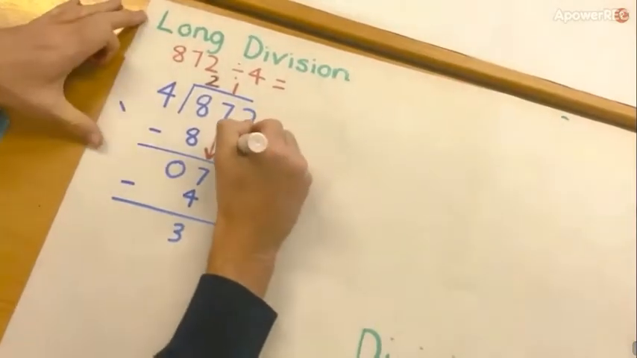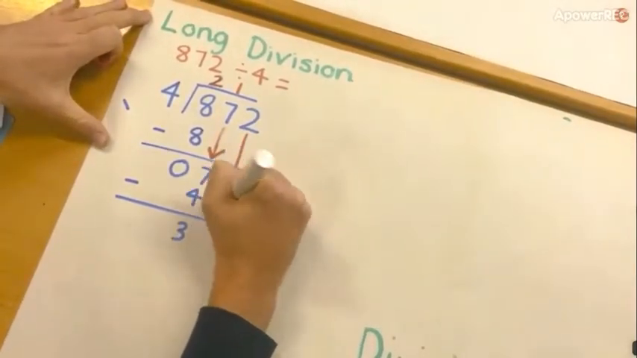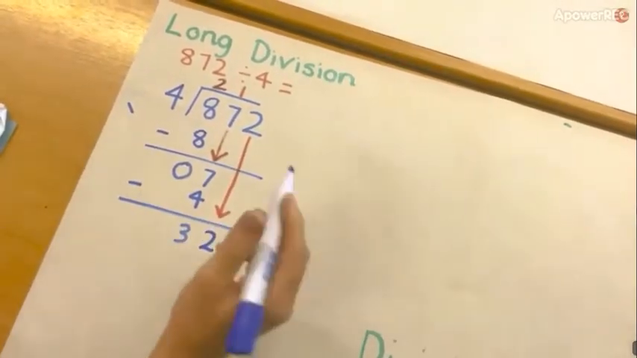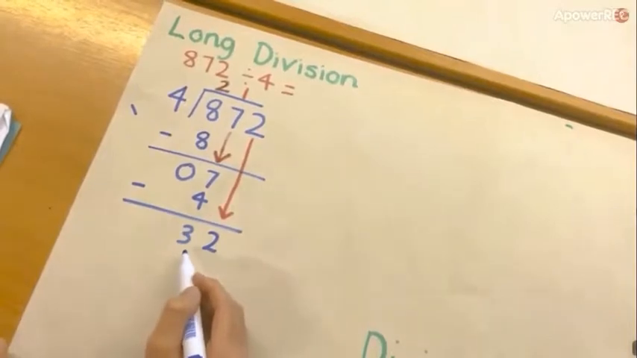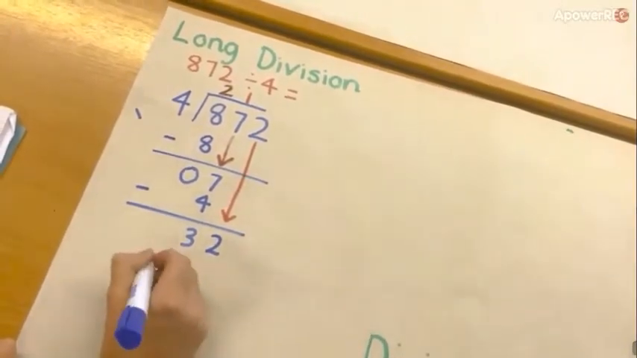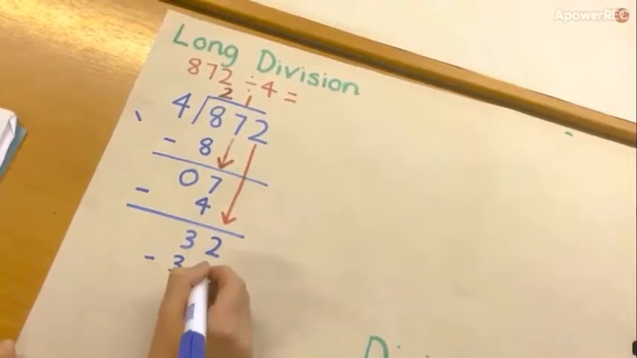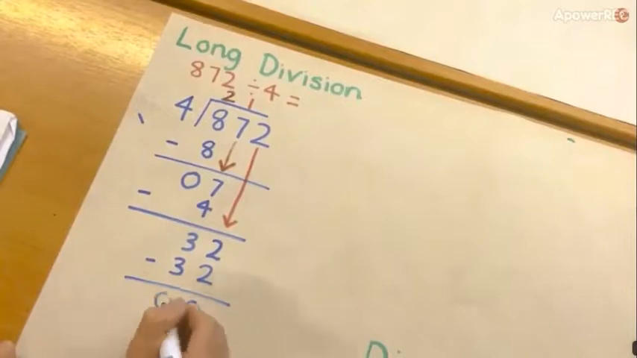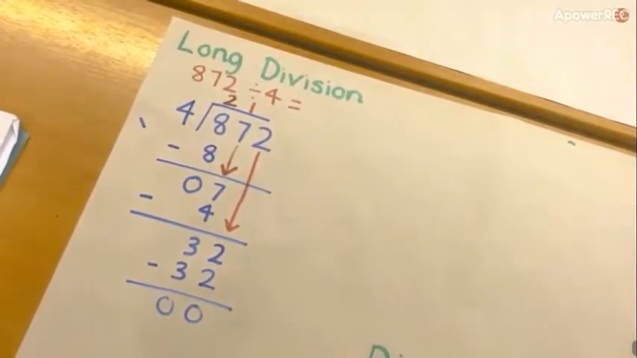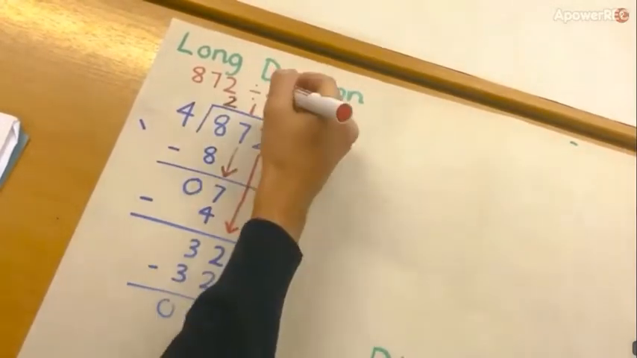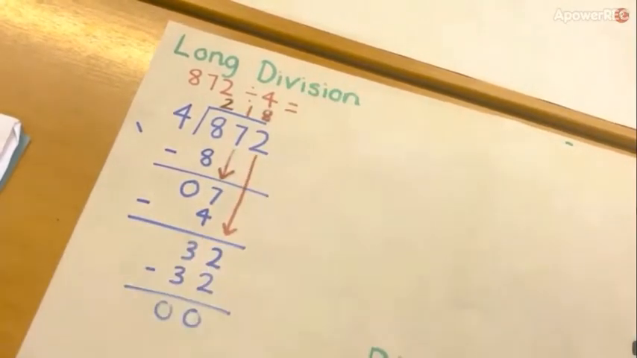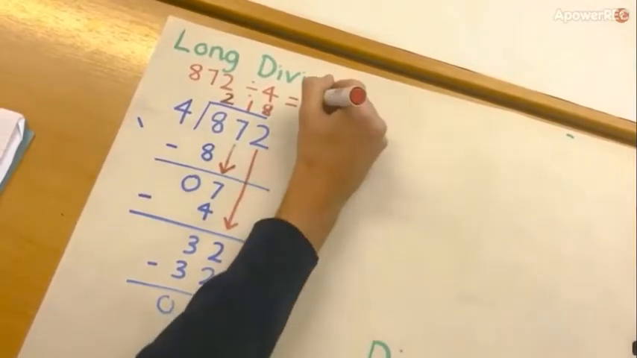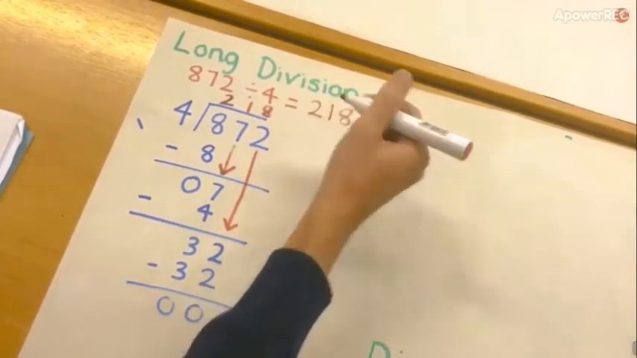So now we need to bring our 2 all the way down here. So our 2's now there. And now we look at it, how many 4s go into 32? And we know that 8 4s go into 32, so we'll have no remainder there. 32 there. So we've got 0 there. But we also know that 8 is what we've got. So the answer, 872 divided by 4 is 218. So I'll pop that in there.